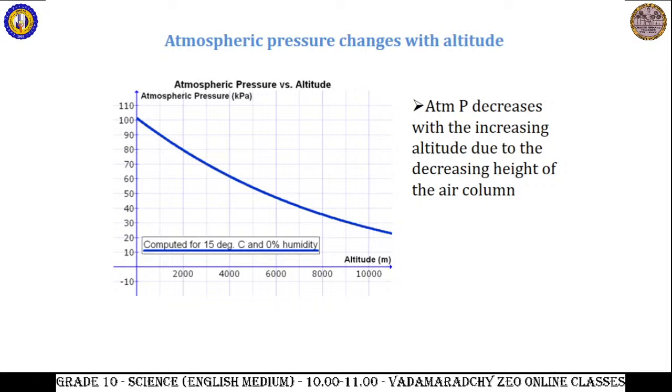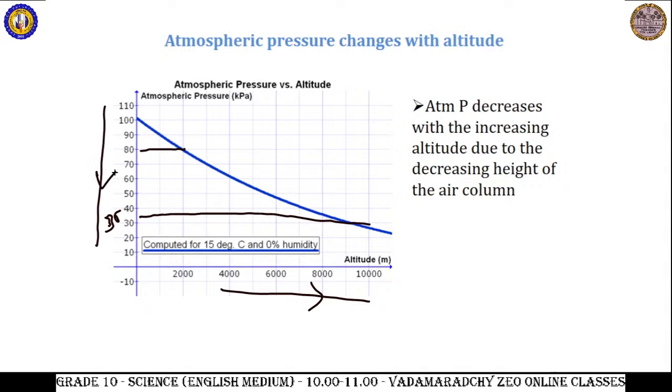Now we move to how atmospheric pressure changes with altitude. With increasing altitude, at the point of 2000, the atmospheric pressure is approximately 60. At the point of 10,000, the atmospheric pressure reduces to 35. So atmospheric pressure decreases with increasing altitude. Why does atmospheric pressure decrease with increasing altitude?